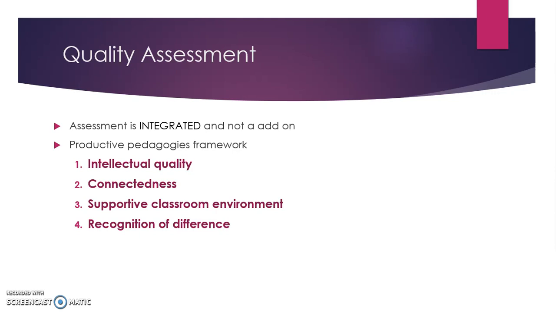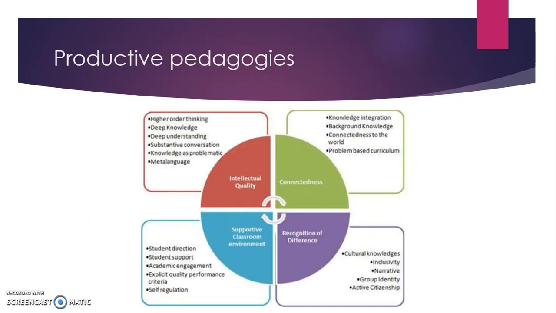The productive pedagogies framework focuses on these four aspects: intellectual quality, connectedness, supportive classroom environment, and recognition of differences. So when we look at the actual productive pedagogies framework, the first aspect we will look at is intellectual quality. This only refers to the different types of knowledge: higher order thinking, deeper knowledge, deeper understanding.